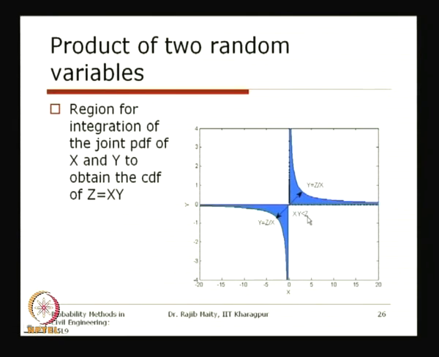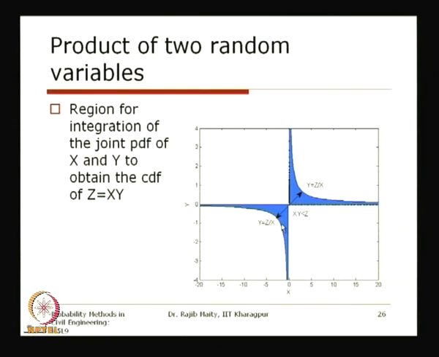This shaded area is xy less than z. When we talk about xy less than or equal to z, this is the shaded area. Depending on the support of the individual random variables x and y, whether we include this coordinate or not is a separate issue, but the area should obviously be bounded by these two curves: in the first quadrant this is the curve, and in the third quadrant this is the curve.